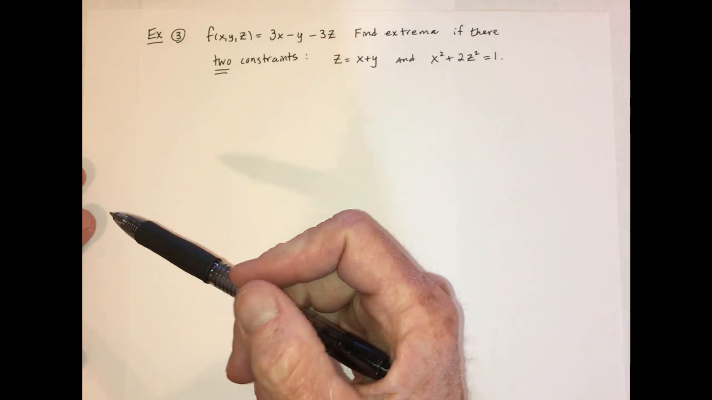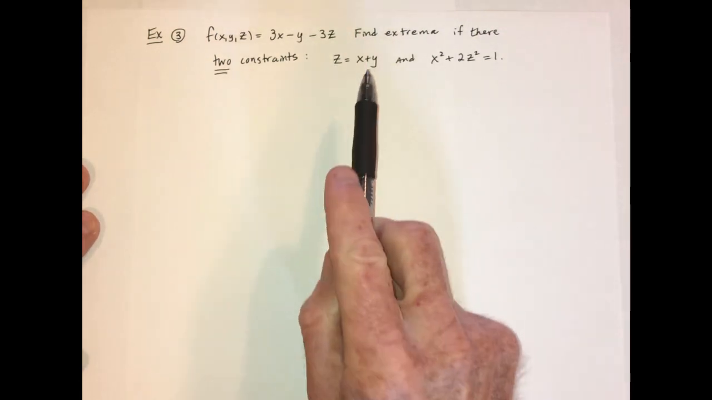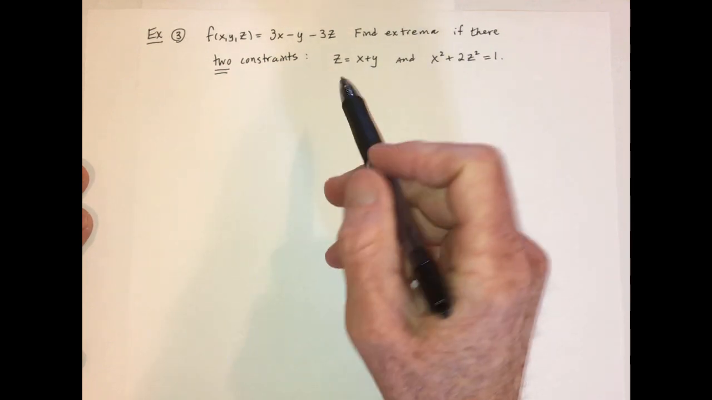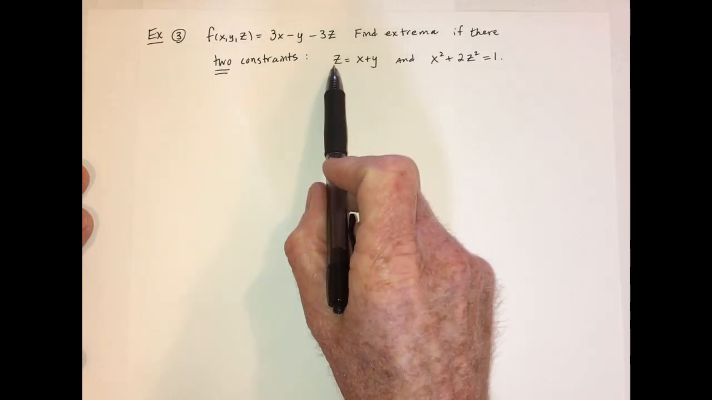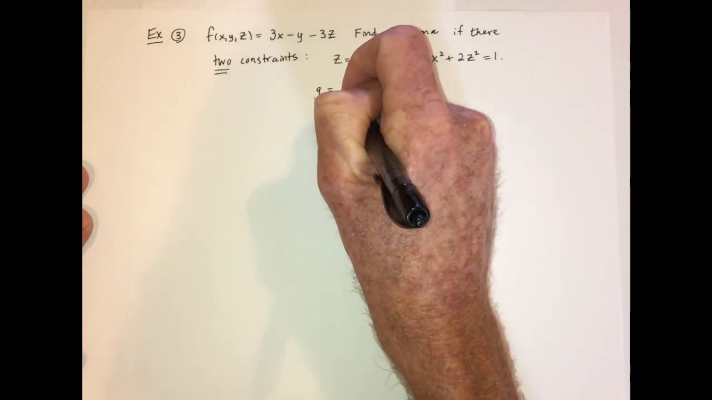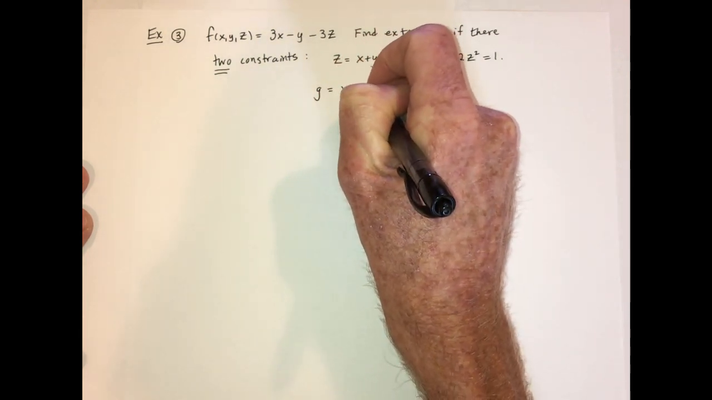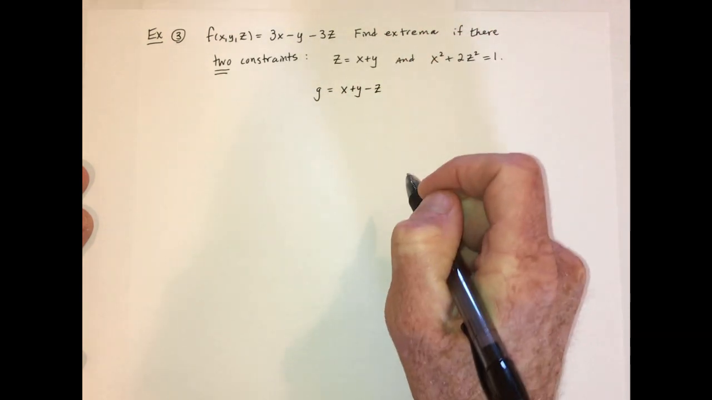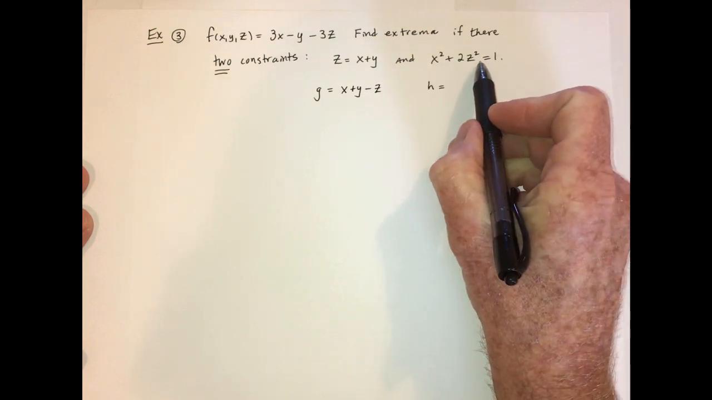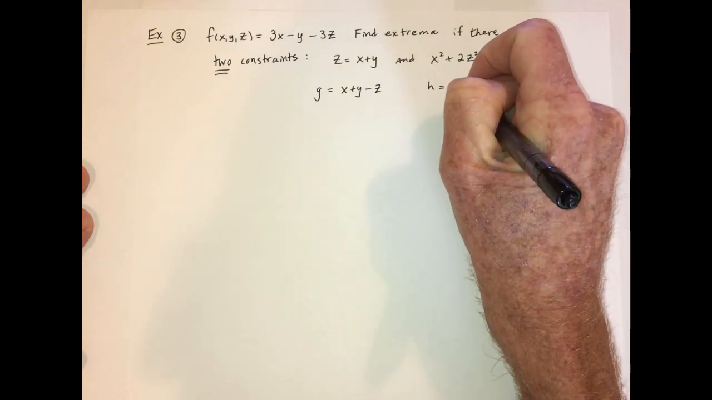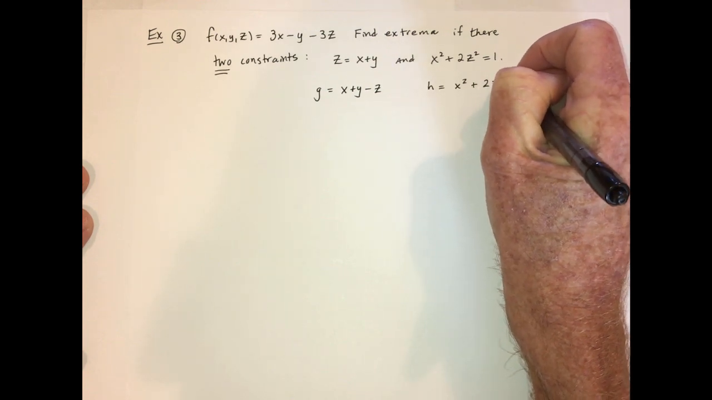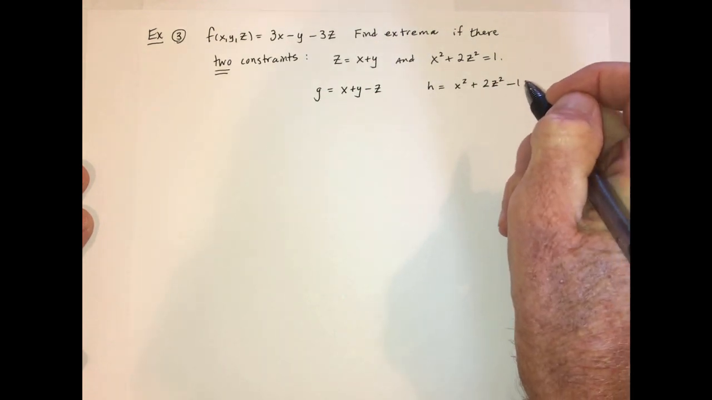Sweet. Okay, so this I'm going to call the G constraint, and I'm going to call this one the H constraint. So everything needs to be put on one side. I'm just going to subtract the z. So G is equal to x plus y, and then subtract z from both sides. And then I'm going to call this one H. And I'll just subtract the 1 so that it's set equal to 0. So x squared plus 2z squared, and then subtract 1 from both sides.